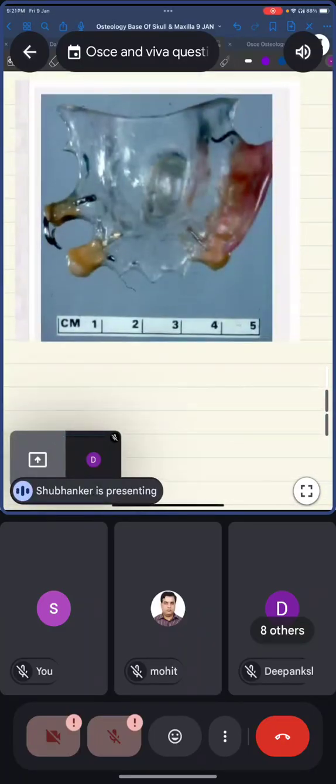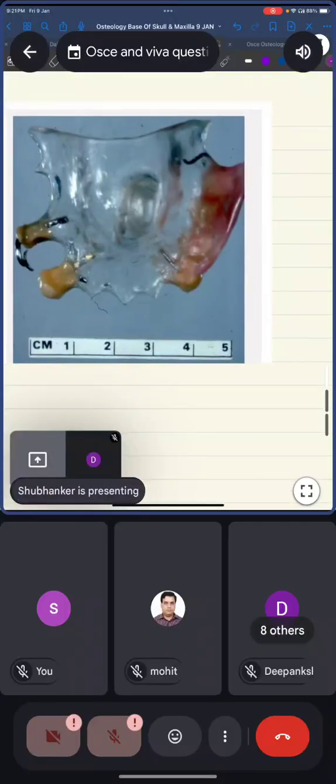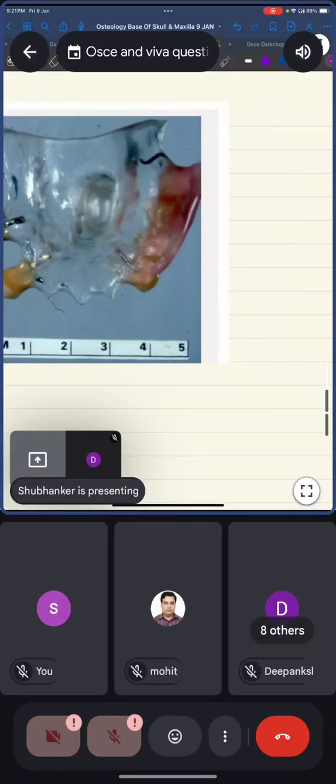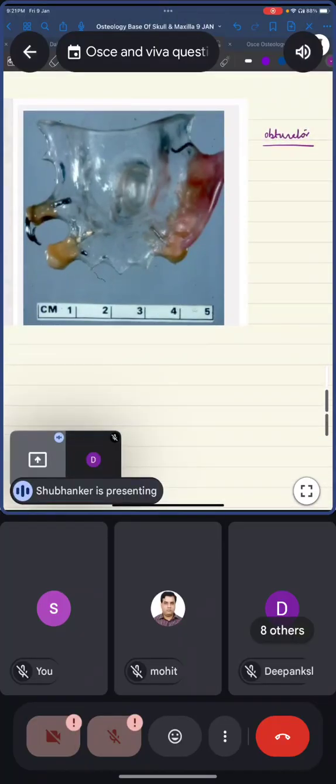Now, what is this? Can somebody try and answer? This is an obturator. During maxillectomy and all, we tend to create a palatal defect. So in order to cover the defect, this kind of prosthesis is given by the dental people. They take a measurement prior to surgery, like what will be the size of this prosthesis, and after surgery they apply this obturator so that the defect gets covered.